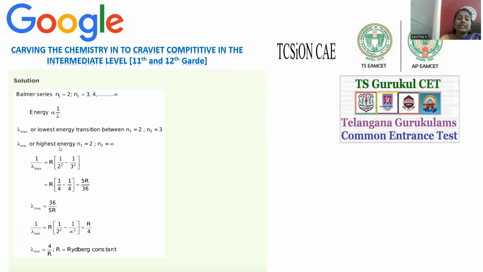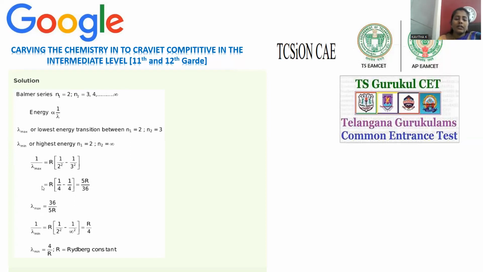But for the highest energy, the lambda value will be minimum, because energy and wavelength are inversely proportional. Whenever lambda is minimum, energy will be highest. Highest energy is possible whenever the electron moves from the second level to the infinite level, for example the 100th level or 1000th level, whatever it may be. Infinity means we can't count, we can't reach the number. That will give the highest energy gap and lowest wavelength. These two possibilities we have.